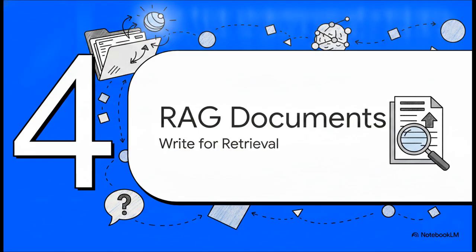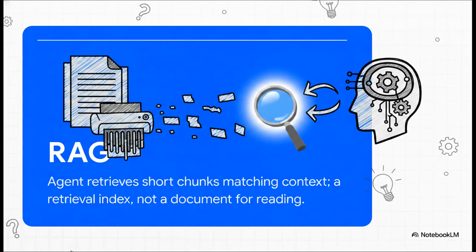Structuring documents for RAG. We need to stop uploading giant corporate PDFs. There's a massive paradigm shift you need to grasp here. You are not uploading a novel for the AI to kick back and read. You're building a strict retrieval-augmented generation index. Think of it like a highly organized filing cabinet. The agent just rips out tiny, perfectly matching chunks of text to ground its answer. Long-flowing corporate narratives? Yeah, they retrieve terribly.